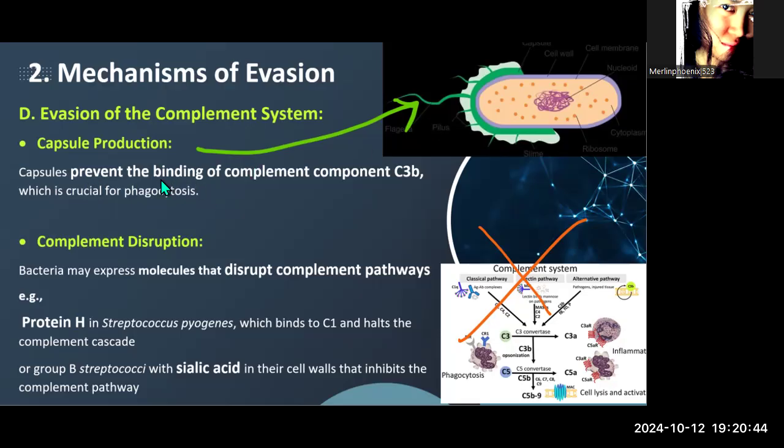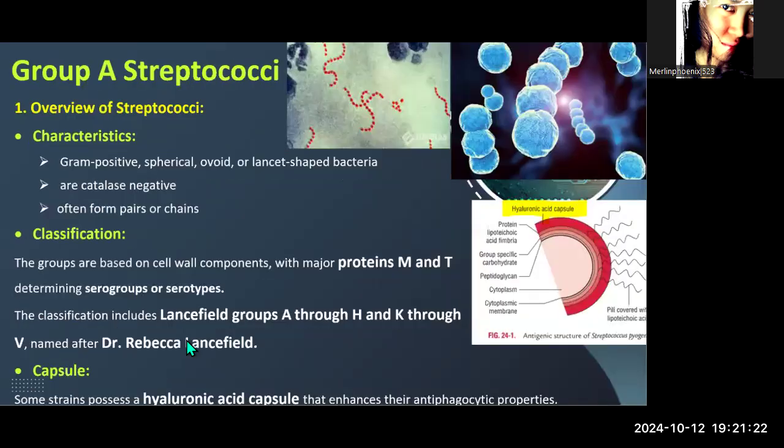Bacteria can also evade the complement system by capsule production and complement disruption. Capsules prevent the binding of complement component C3b, a key component in phagocytosis. Next is complement disruption. Bacteria can produce molecules that interfere with the complement pathways, such as protein H in Streptococcus pyogenes, which binds to C1 and stops the complement cascade. There is also sialic acid in the cell walls of group B streptococci that inhibits the complement pathway.